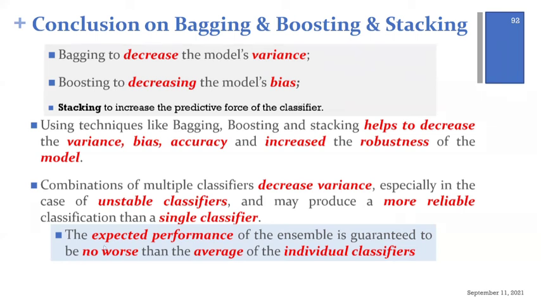Finally, we say combination of multiple classifiers decreases variance, especially in the case of unstable classifiers. These are the classifiers we classify as unstable. They may produce more reliable classification than a single classifier, as we have demonstrated when we described some of the methods earlier. Therefore, the expected performance of the ensemble is guaranteed to be no worse than the average of the individual classifiers.